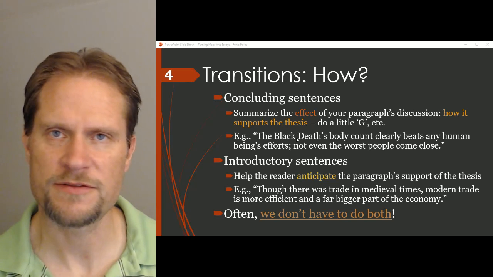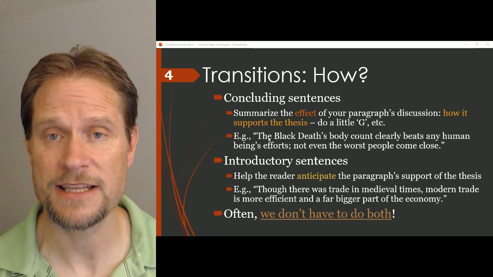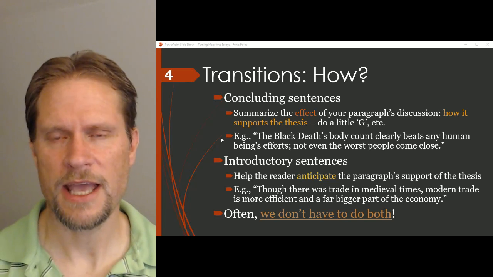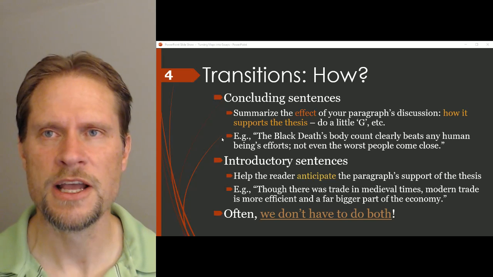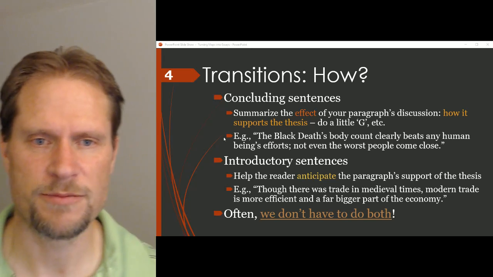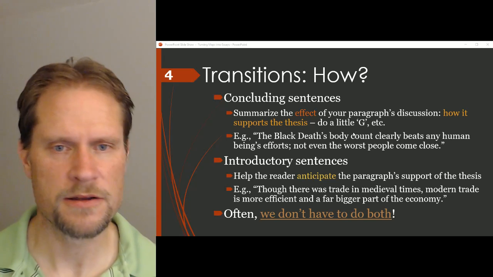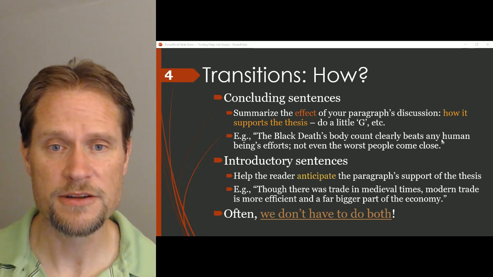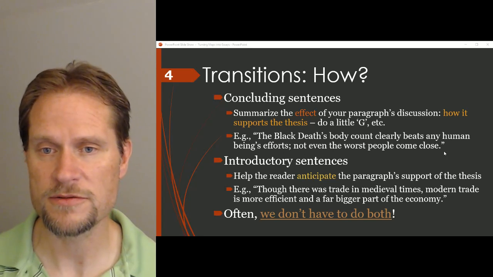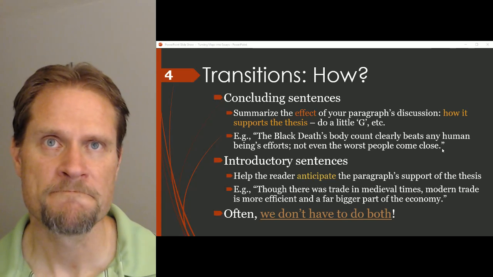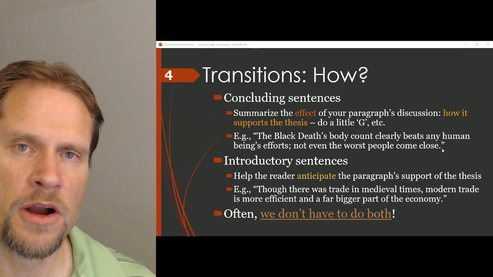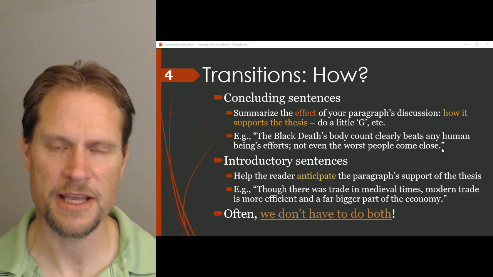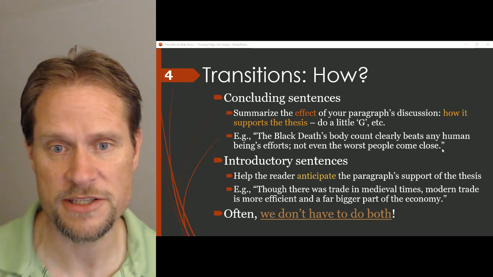So here's an example just from a history paper where they were talking about the Black Death. I think the thesis statement for this was that the Black Death is a more important historical factor than even the most murderous dictator, something like that, right? And so here, this is a wrap-up, this is a conclusion to one part of it, right? The Black Death body count, so we're just talking about deaths, right? Clearly beats any human being's efforts, not even the worst people come close, right? And then that's going to let me talk about the impact on infrastructure or on political systems of the Black Death versus how dictators or other kinds of awful people like Genghis Khan or something like that affected the politics for generations to come or something. I don't know.